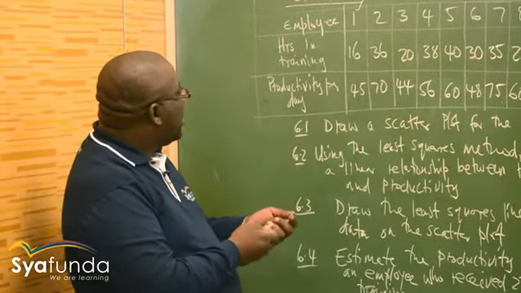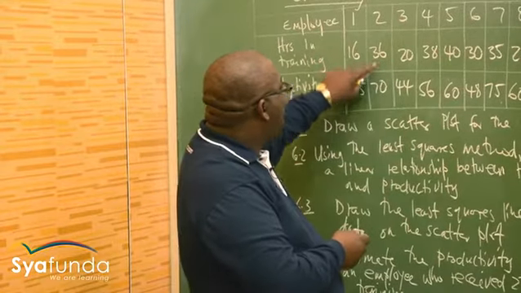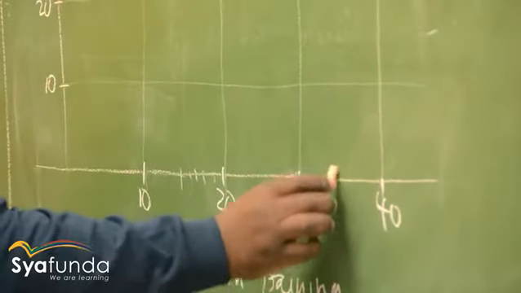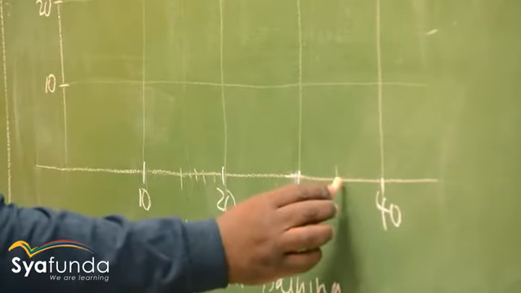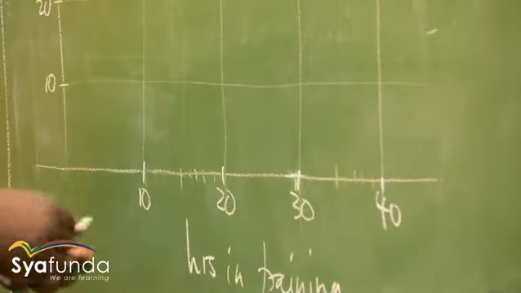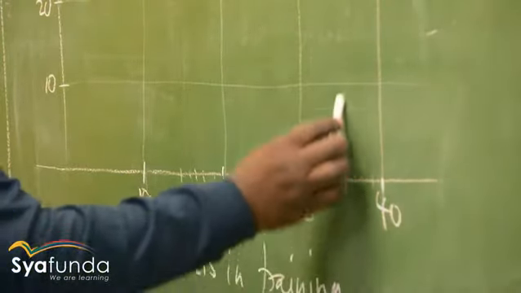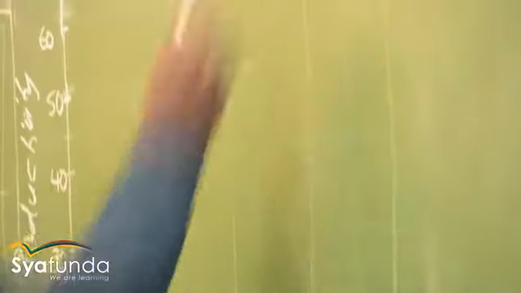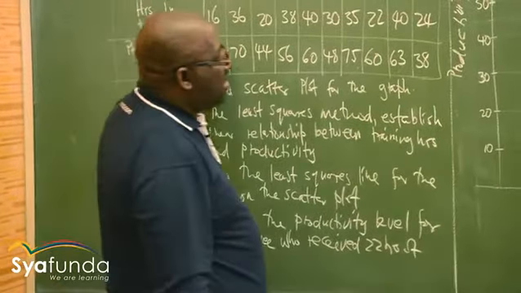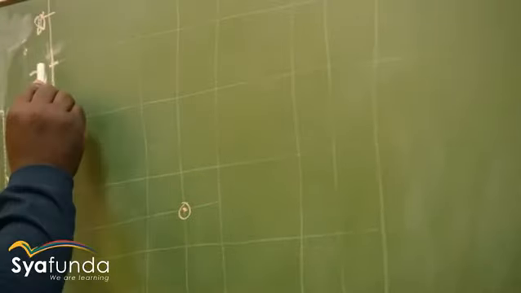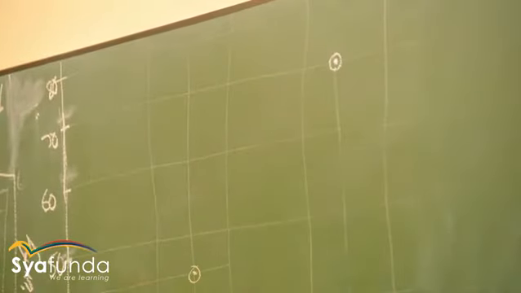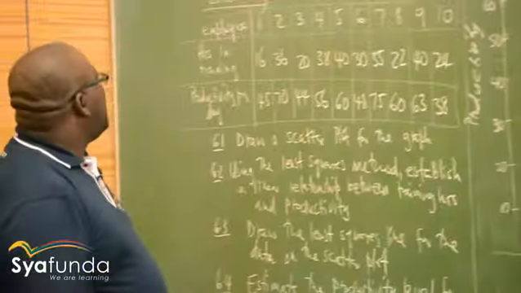X is 36, Y is 70. If this is 30, this will be 35, so 36 will be somewhere here. 36 goes with 70. This is where 70 is. That's the point. That is 36 and 70.